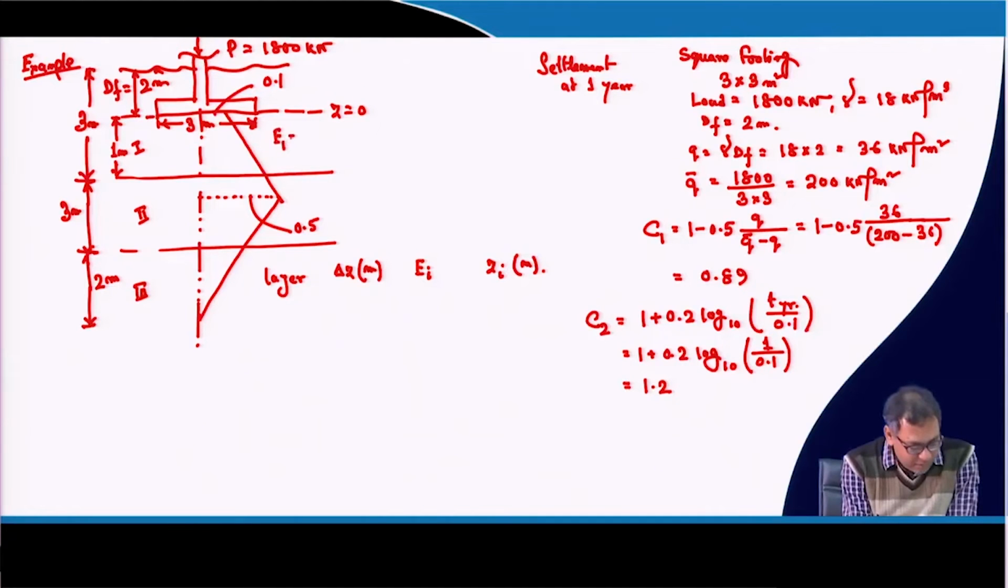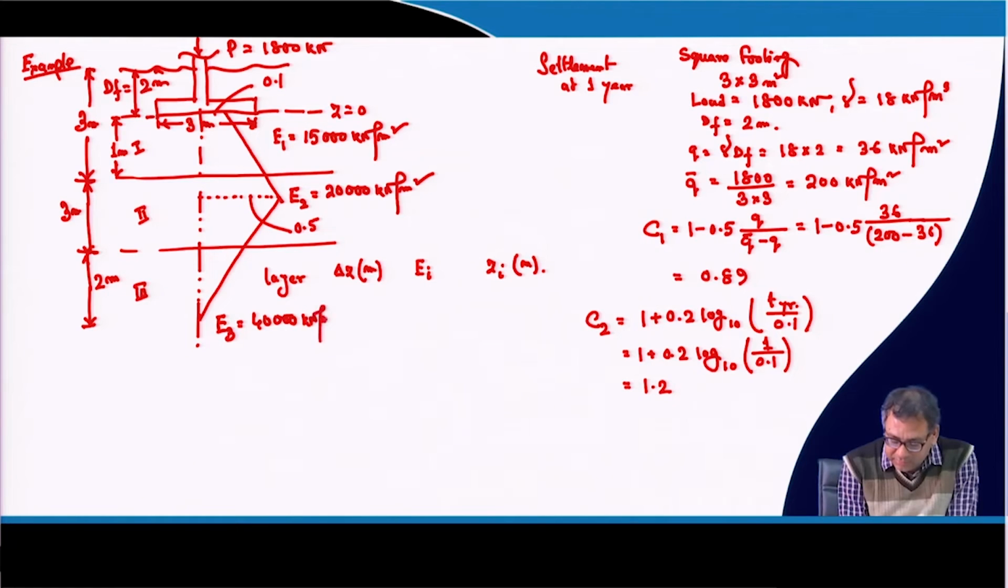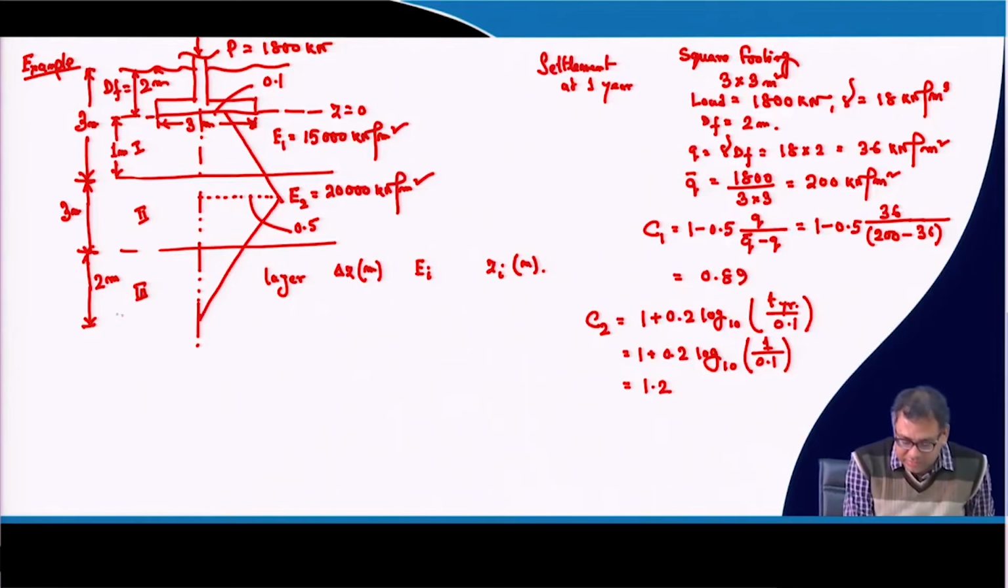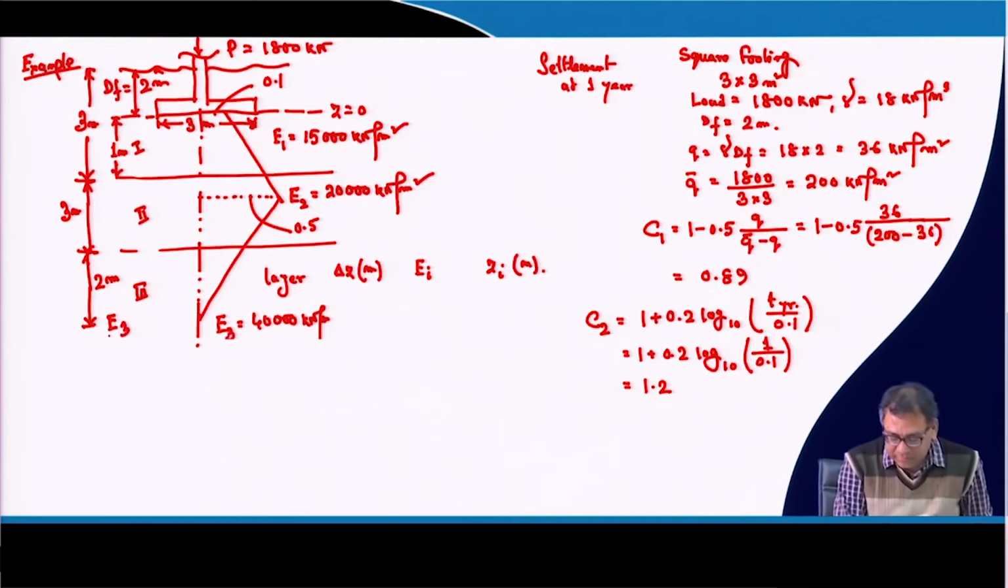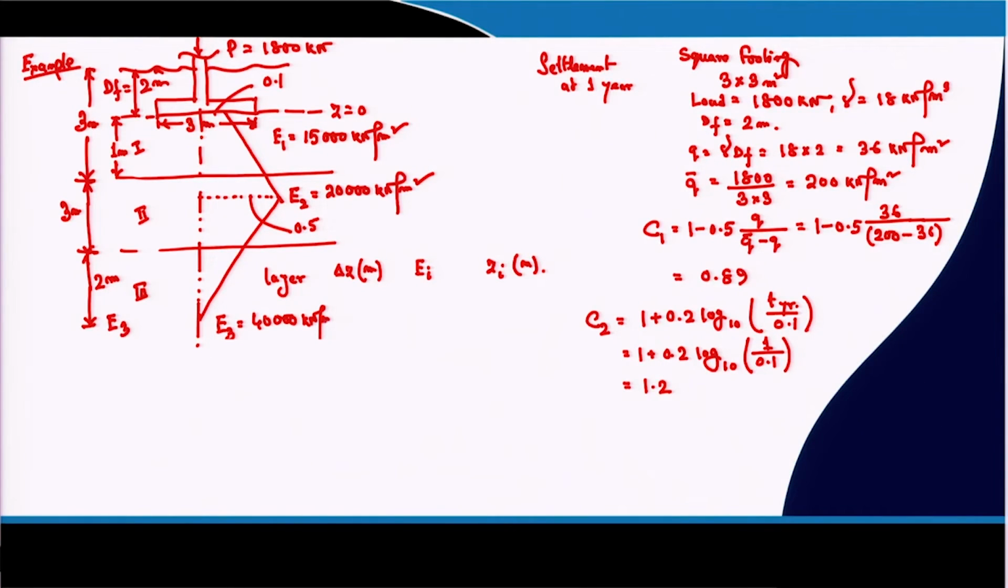So E1 is 15,000 kilonewton per meter square, and the E2 value is given, that is 20,000 kilonewton per meter square, and E3 is given as 40,000 kilonewton per meter square. Okay, so I am writing E3 on this side. E3 is given as 40,000 kilonewton per meter square.